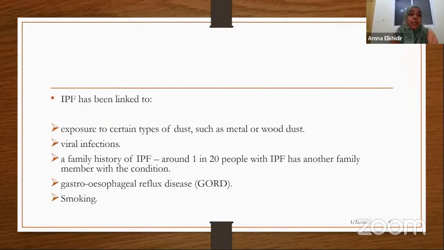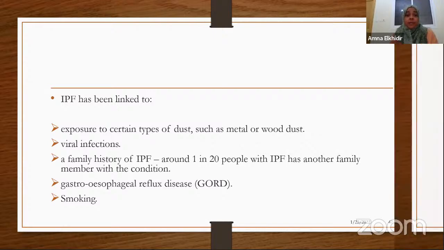Although it is idiopathic, it has been linked to exposure to certain types of dust and viral infections. If the patient has a family history of idiopathic pulmonary fibrosis, he also has a risk of developing it, and it's associated with gastroesophageal reflux disease and smoking.